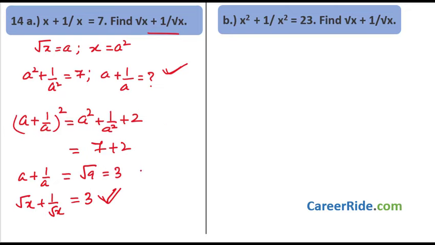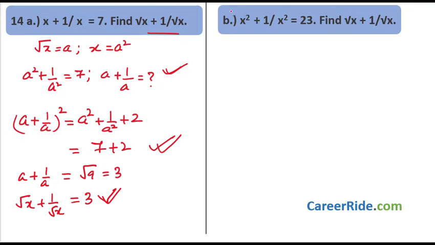Otherwise, these questions are not at all difficult. You can directly start from this step otherwise. And you can solve this kind of question in not more than 10 to 15 seconds. 10 to 15 seconds is also quite a lot. You can solve these questions very easily. See, let's see the next one.